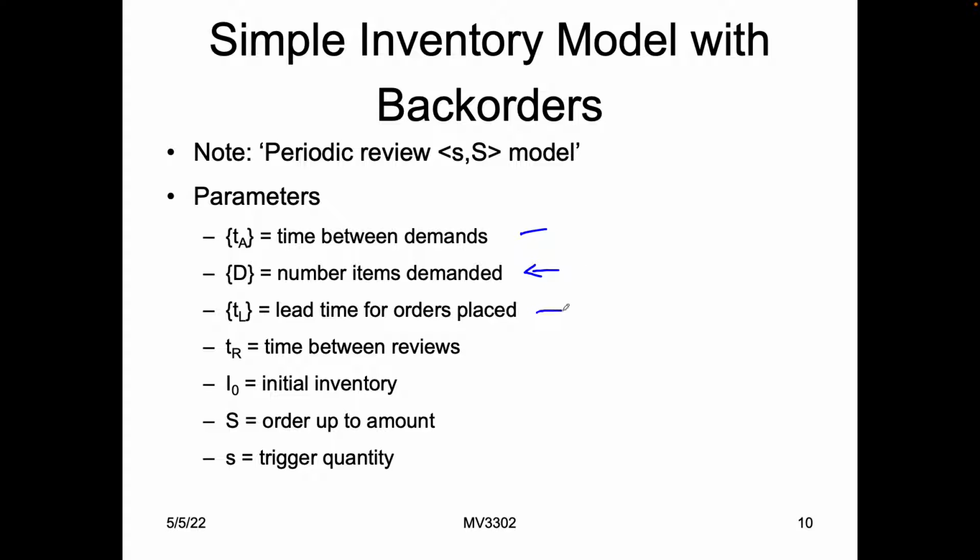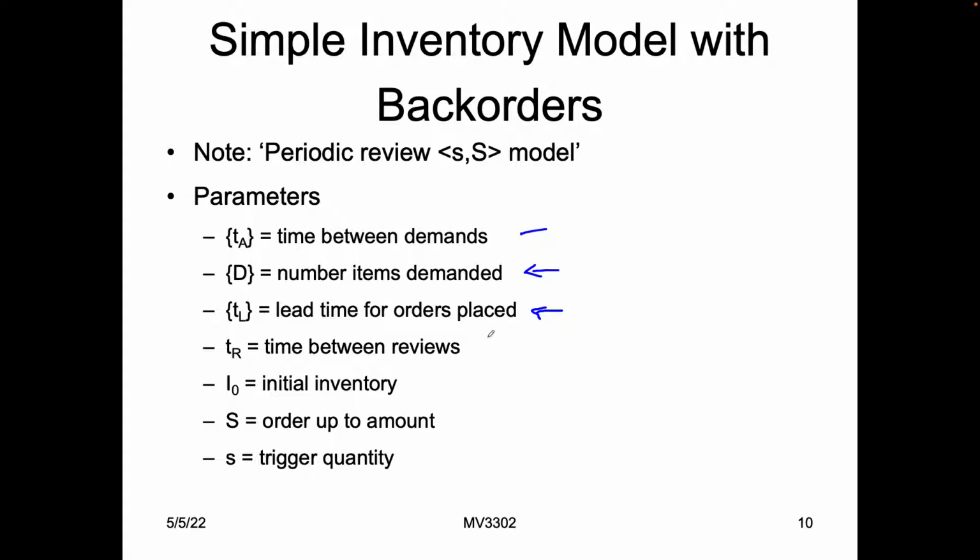Now, we have the lead time for the orders placed. When we place an order, it arrives sometime later. We could model that as a constant, but experience indicates that when we actually get it is not going to be the same every time. So we're going to model that also as a sequence of random variables, which we will typically use when we actually implement it.